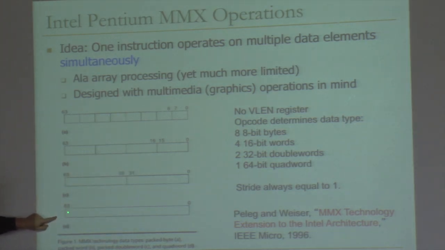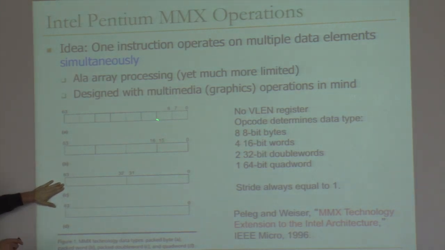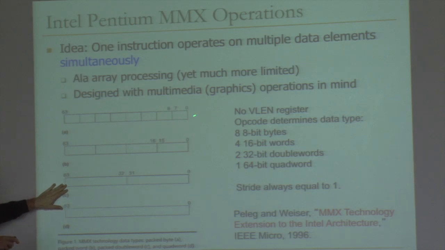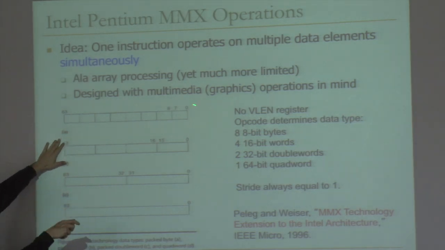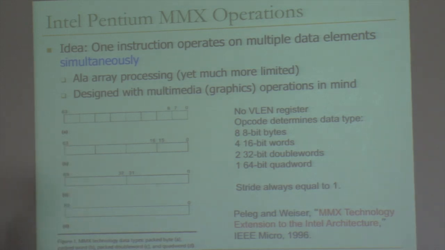You have to use different instructions to do different SIMD operations. This is the original scalar operation. You can treat a 64-bit data element as a 64-bit quad word. Or you can treat it with a different opcode as two 32-bit double words, or as four 16-bit words, or as eight 8-bit bytes. Think pixels over here. Pixels are 8 bits. So you can actually add 2 pixels together, for example, if you want to do averaging, for some reason.